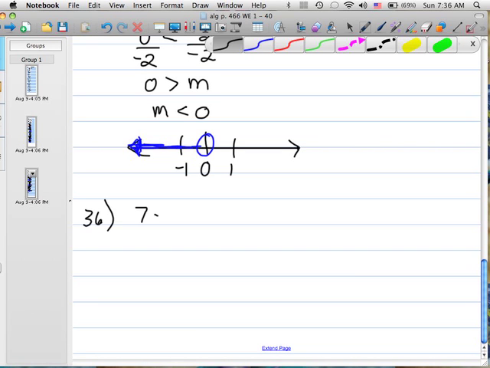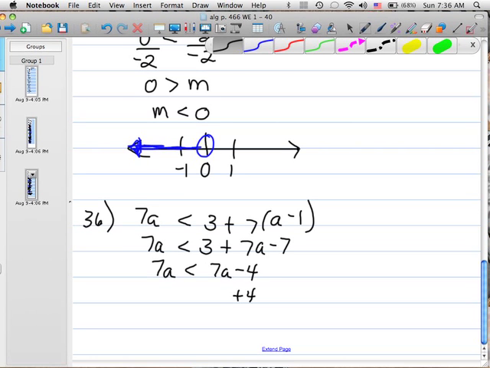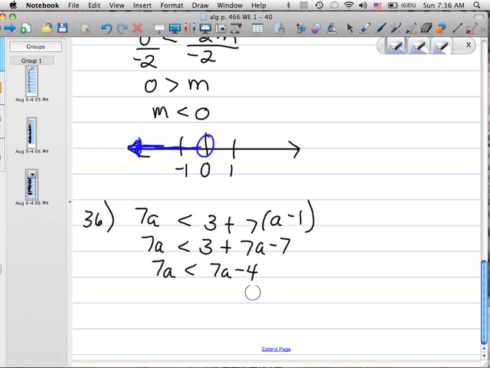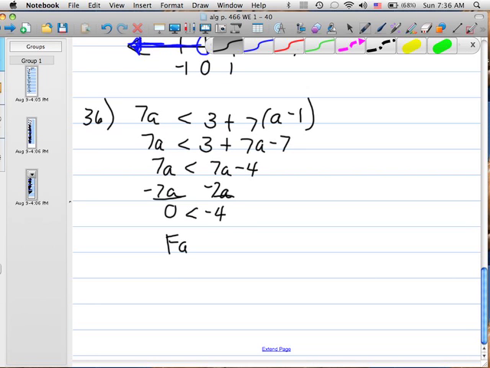36. We have 7a is less than 3 plus 7 times the quantity a minus 1. Use your distributive property first to get rid of the parentheses, so that would be 7a minus 7. Collect like terms, simplify the right side, that would be 7a minus 4. So we're going to add 4 to both sides, we're going to get the variable on one side. So we're going to subtract 7a from both sides. So we get 0 is less than negative 4, and that's a false statement. So there's no solution.